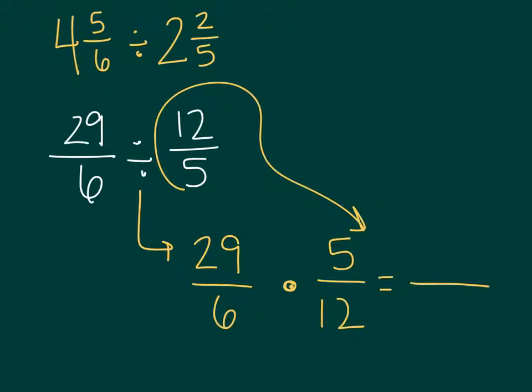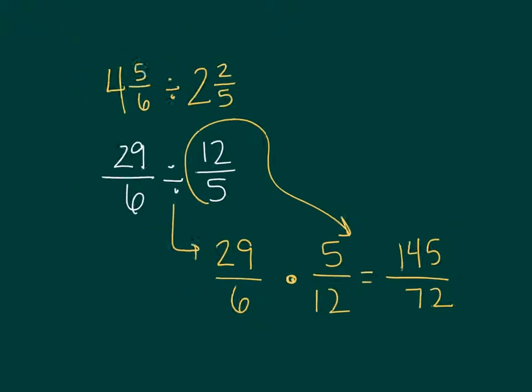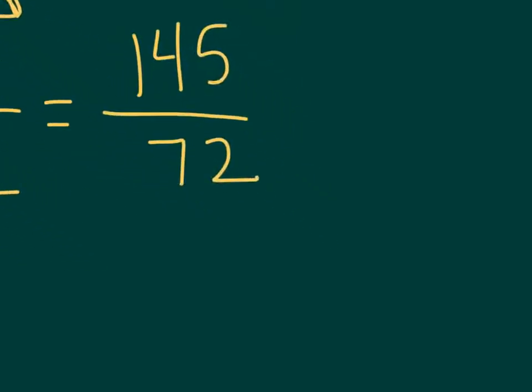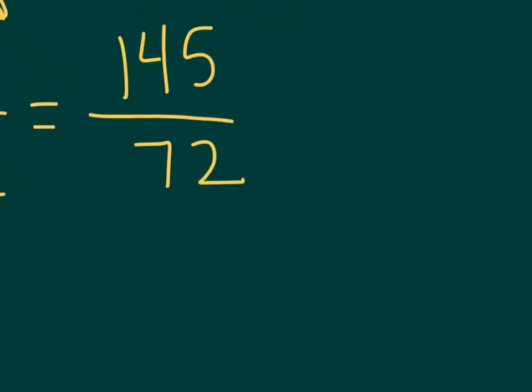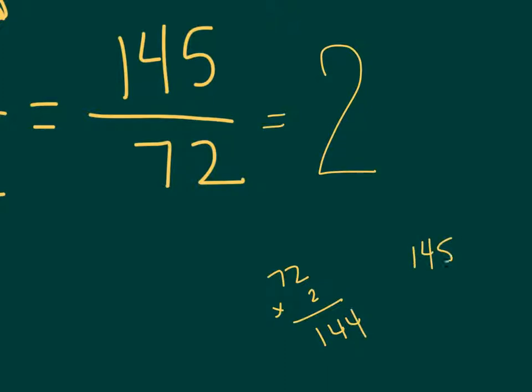So now we have to multiply 29 times 5, 145, over 6 times 12, which is 72. The last thing you need to do is to simplify 145/72 into a mixed number. In order to do that, 145 divided by 72 is going to simplify to 2 wholes, and 72 times 2 gives me 144. So 145 minus 144 is just 1. So I have 2 wholes with 1/72 left over.